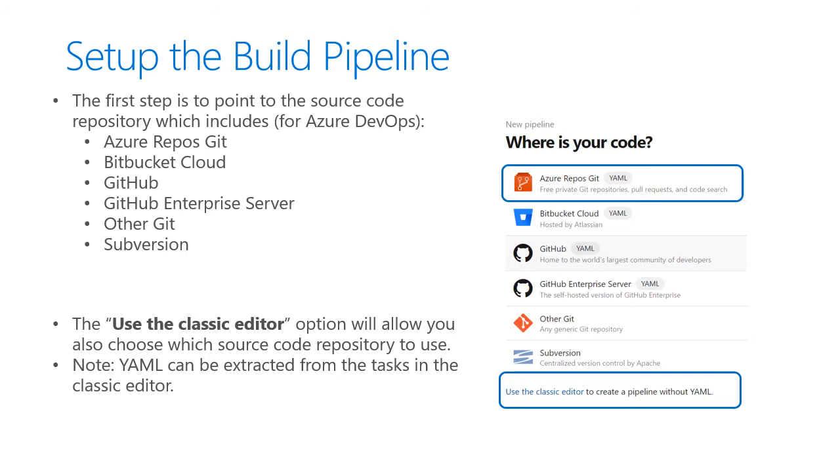For our demo, we're actually going to use the classic editor here, which is this link that's highlighted. This allows us to use a visual task selector versus YAML. Also, it's key to note that the YAML can be extracted from any of the tasks we'll be using so that we can use the advanced editor later.